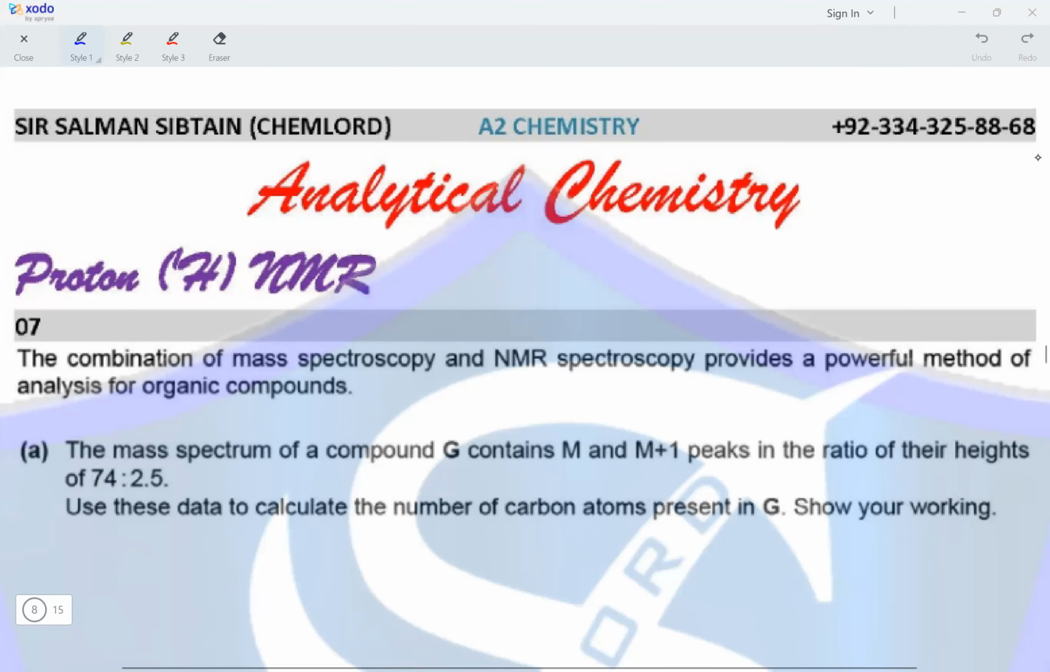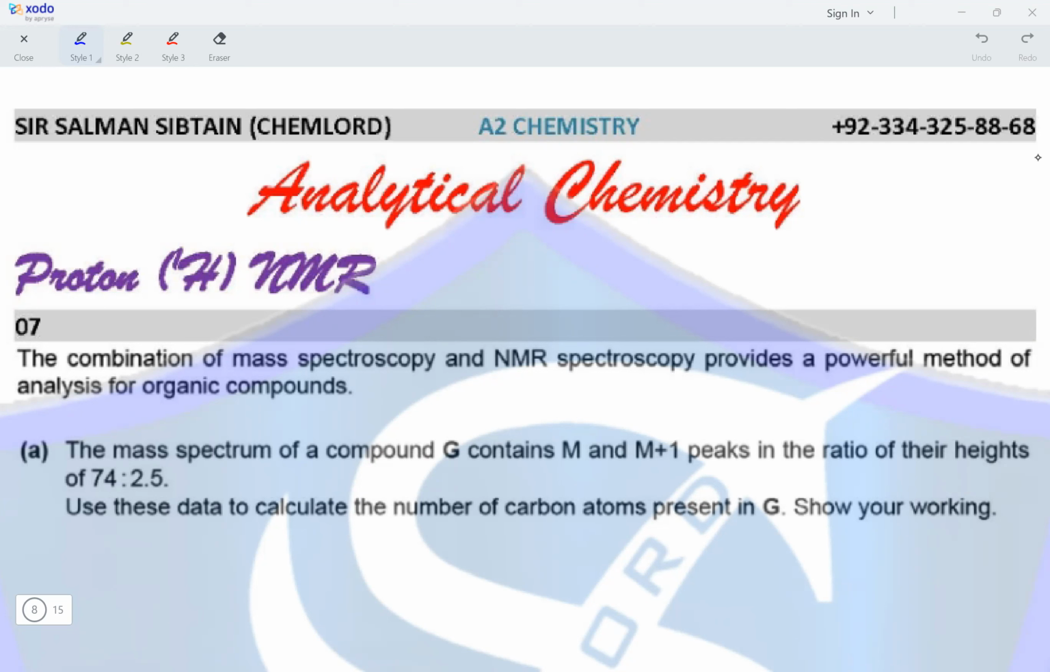Hi guys, this is A2 Chemistry, Analytical Chemistry, and we are doing Proton or H1 NMR. Question 7. The combination of mass spectroscopy and NMR spectroscopy provides a powerful method of analysis for organic compounds.